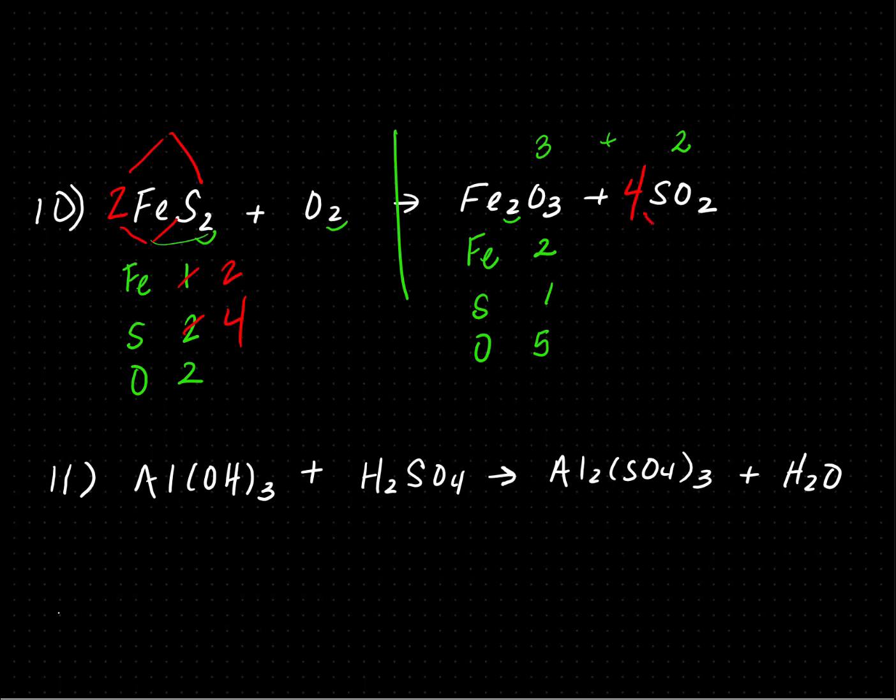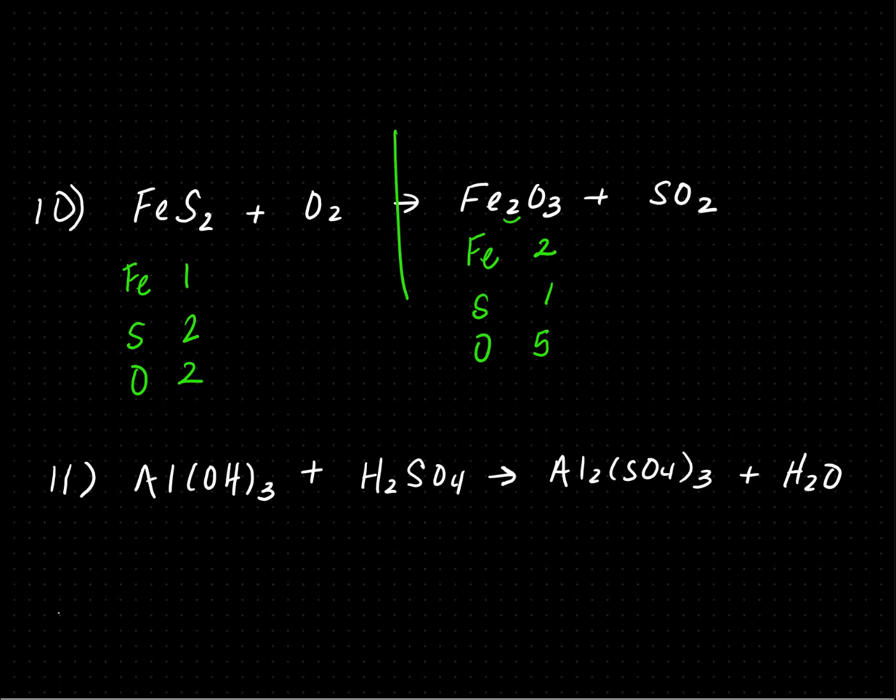When I do that, 4 times 1, there's 4 sulfurs. My oxygen is 4 times 2, which is 8 from the SO2. And then I have 3 from here. So 8 plus 3 is going to give me 11, which is an odd number. But on my reactant side, it's an even number. It's not going to work out because I need even numbers of oxygen. To make the oxygen even, I know my Fe2O3 has to be an even number. So we need to make Fe2O3 an even number.